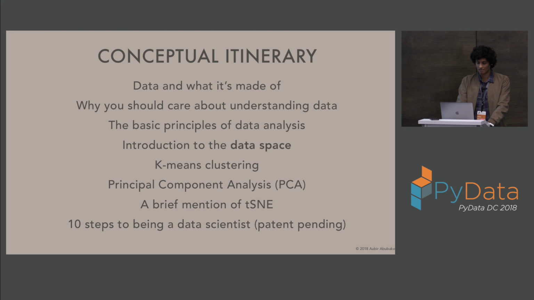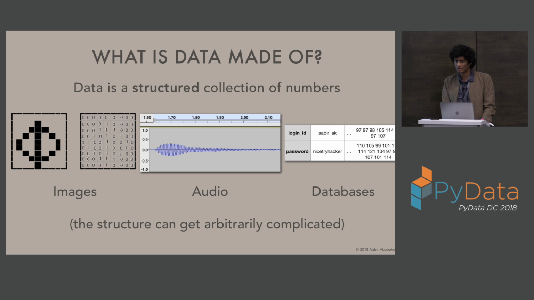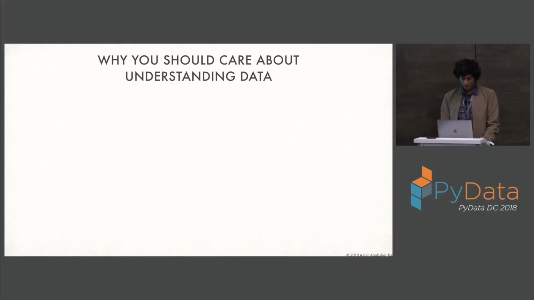So what is data made of? It is just numbers, right? We don't really need to think about it any more than that. But what's important is the structure. So images can have pixel values for each location. Audio signals can have intensities and frequencies at different points in time. And databases, of course, are just rows and columns that contain information because of the structure in them. Otherwise, it's just random letters and numbers. So the structure, of course, can get arbitrarily complicated.